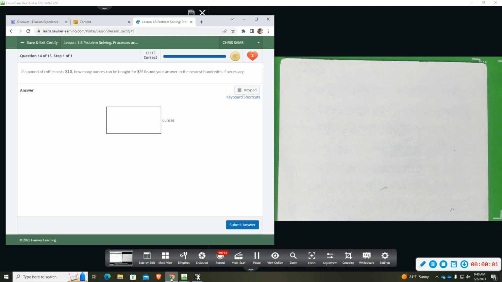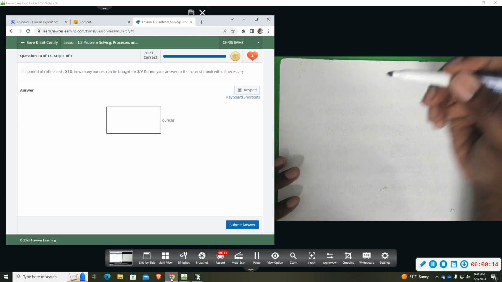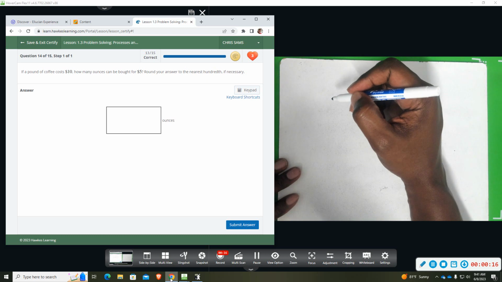Number 14 says if a pound of coffee costs $10, how many ounces can be bought for 5? I would just set up a proportion. This one is pretty linear. You can probably see it from the beginning.